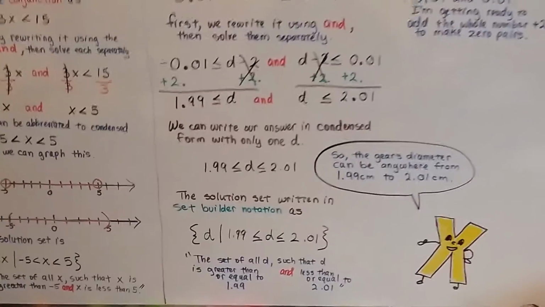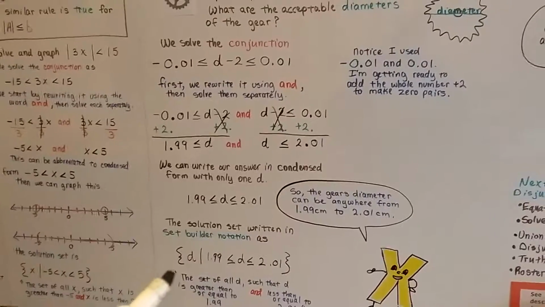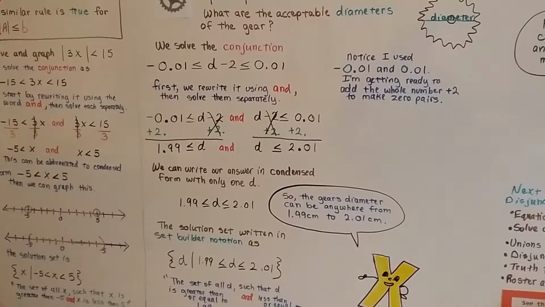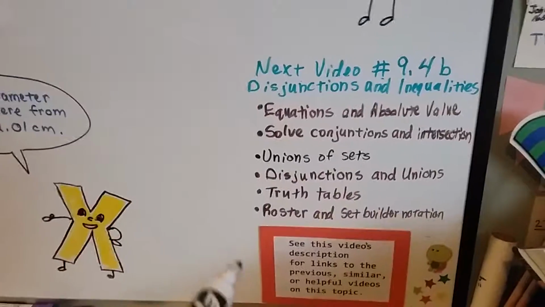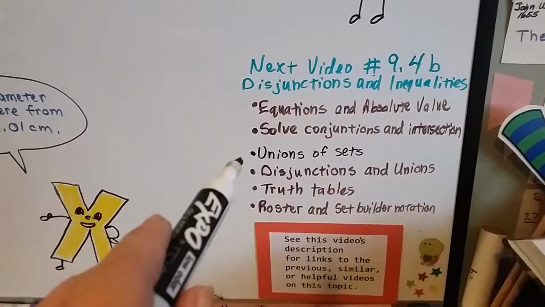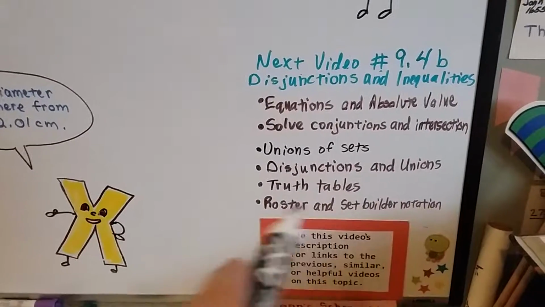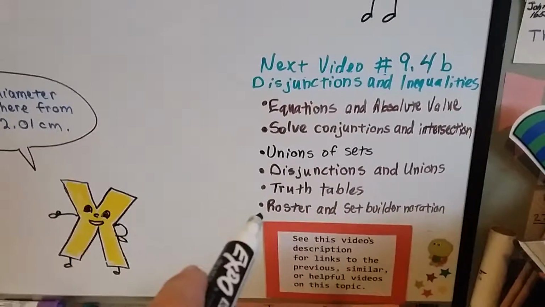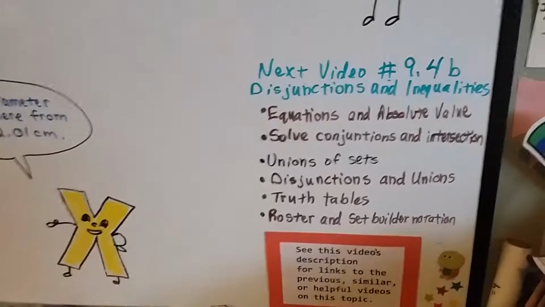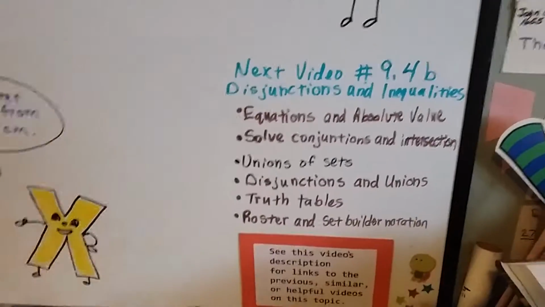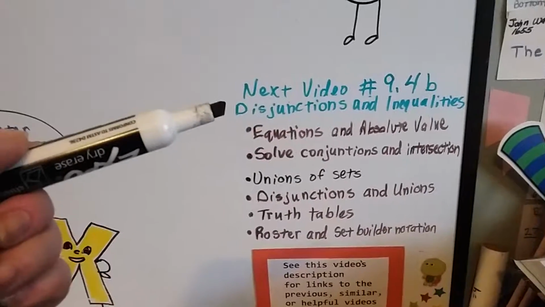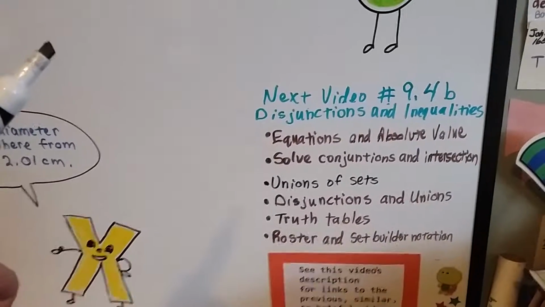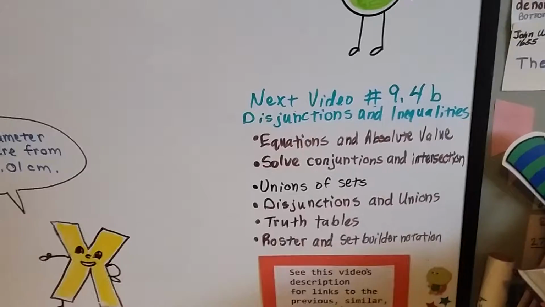All right. If this was really confusing, you need to go back to these videos here, because we talked about equations and absolute value and solving conjunctions and intersections, and even how to write in set builder notation. So if you're confused, you missed these videos and you need to go back into these links, okay? So our next video, 9.4b, we're going to talk about disjunctions and inequalities. This one was conjunctions with and. We're going to talk about disjunctions with or.